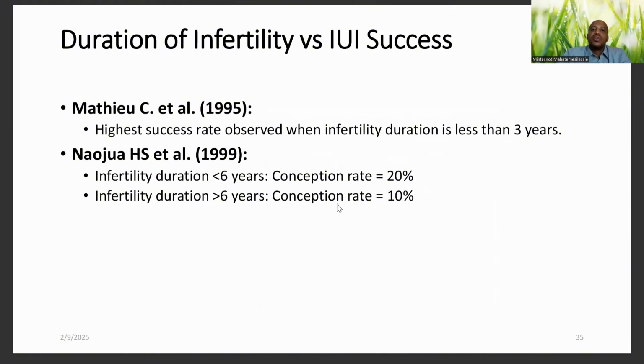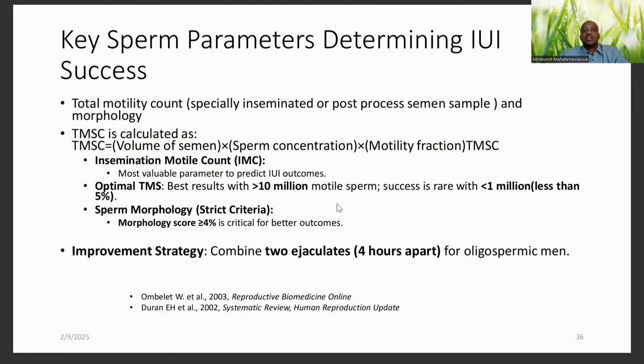The other is duration of infertility. As I've said before, IUI is good for those who have a short duration of infertility. As the duration of infertility increases, the success rate is very low. The other important determinant factor for IUI success is total motile count. If you have more than 10 million motile sperm, your success is good. If you have less than 1 million motile sperm, especially after processing the sperm, the success rate is very low.